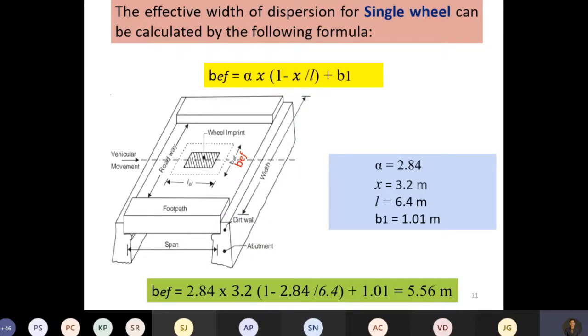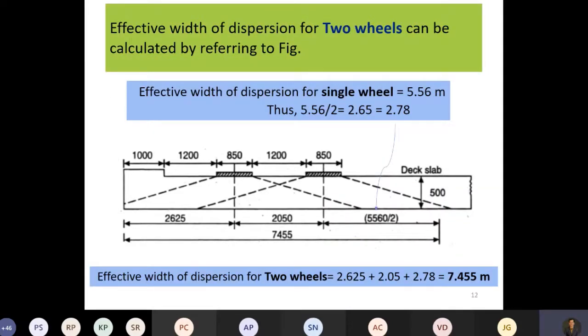Now you can see the effective width of dispersion for a single wheel can be calculated from the following formula. In the picture, you can see one wheel only. The effective width of dispersion BEF is nothing but that. The shaded area is the wheel or track area, and the dotted area is the dispersed area, the dispersed width and the dispersed length. Here we have calculated alpha as 2.88, x as 3.2, L as 6.4, B1 as 1.01. From this you will get BEF as 5.56 meters.